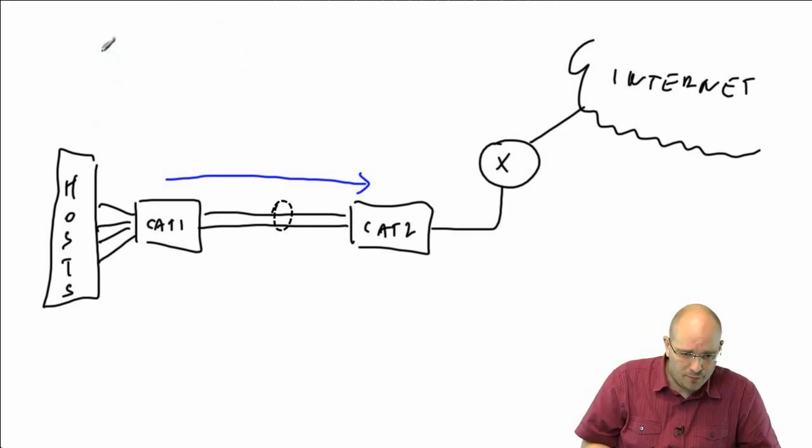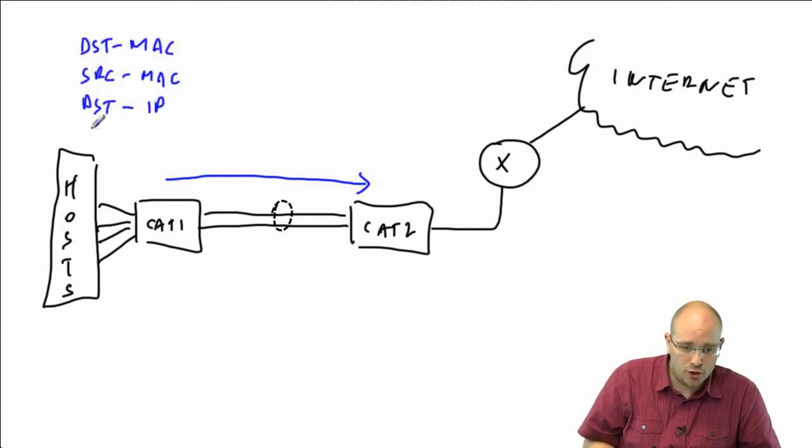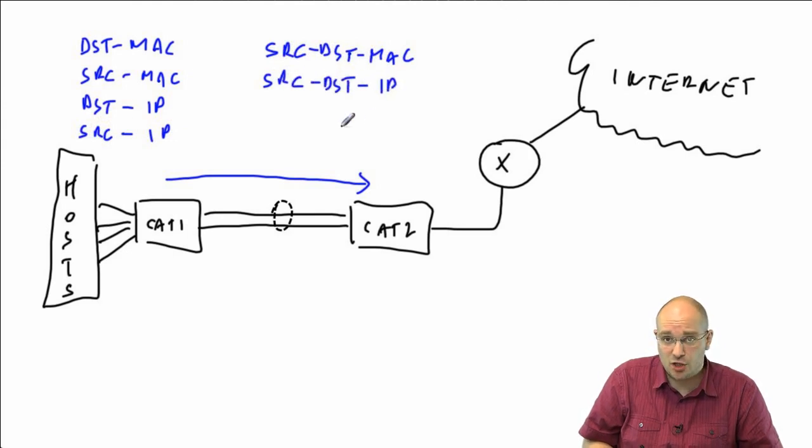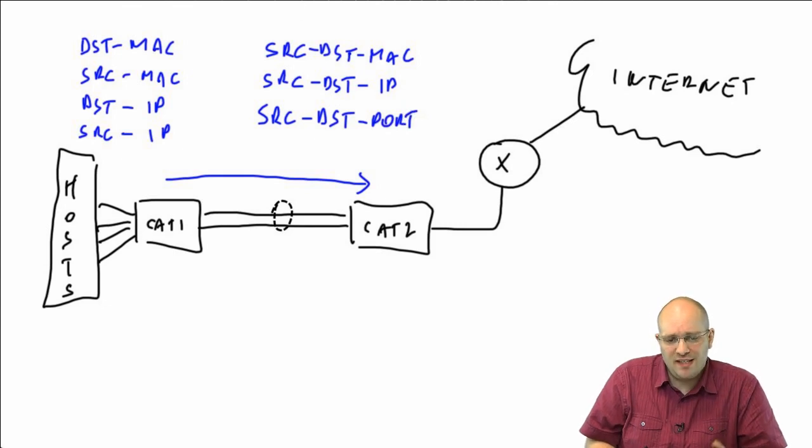I'm going to have the ability to use the destination MAC or source MAC here, or destination IP or source IP. I can also use more complex algorithms like, for example, source destination MAC or source destination IP, and let's say that these are advanced switches and that I can use source destination ports as well. So which one of these algorithms here is good and which one is bad?